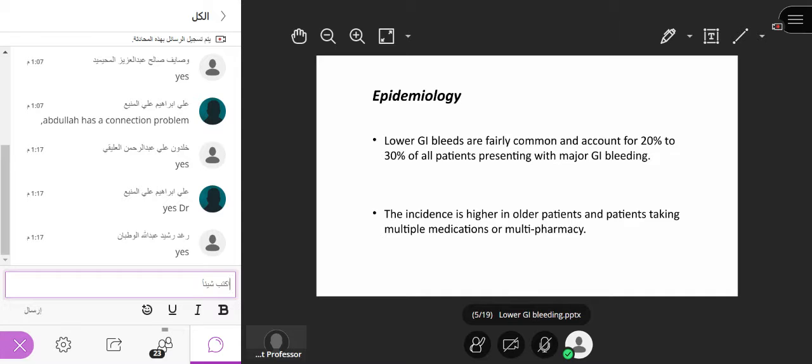bleeding. So if you compare upper GI bleeding and lower GI bleeding, which is more common? Upper GI bleeding is more common, right? But lower GI bleeding is fairly common: 20 to 30% of all patients with major GI bleeding.